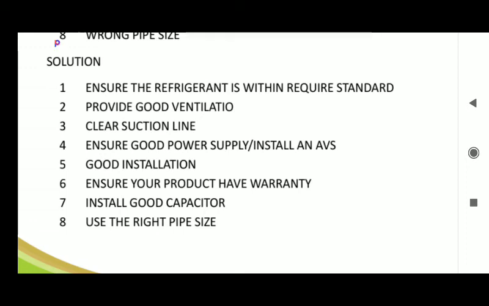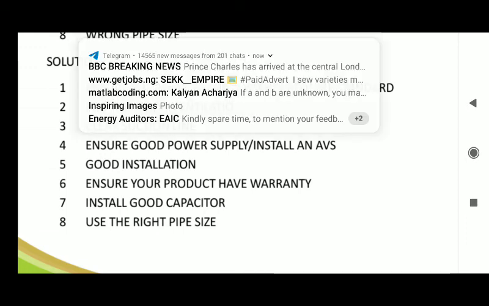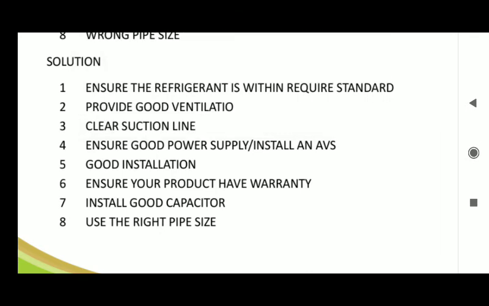Then install a good capacitor. Once you discover that your capacitor is bad, if you can remove the capacitor, just check the number written on it. If it is 3 UF or 5 UF, normally it's supposed to be microfarad. But when you go into the market, the Igbo boys will call it UF. That is what they understand. They don't know what they call microfarad. You understand? So when you go to the market, you buy the equivalent of the same capacitor, replace it, and your AC is good to go. Use the right copper size.